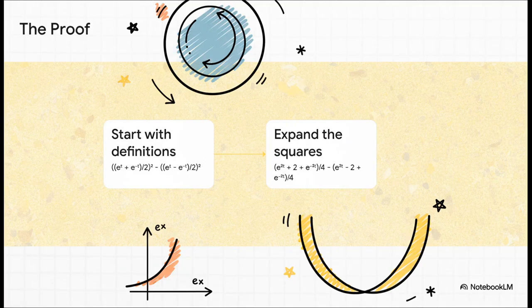So first, let's just plug in the definitions. We square the cosh term and we subtract the squared sinh term. Now, when we expand those numerators, you have to remember that e to the t times e to the negative t is just e to the 0, which equals 1. And that's exactly where those middle terms, the plus 2 and the minus 2, come from.